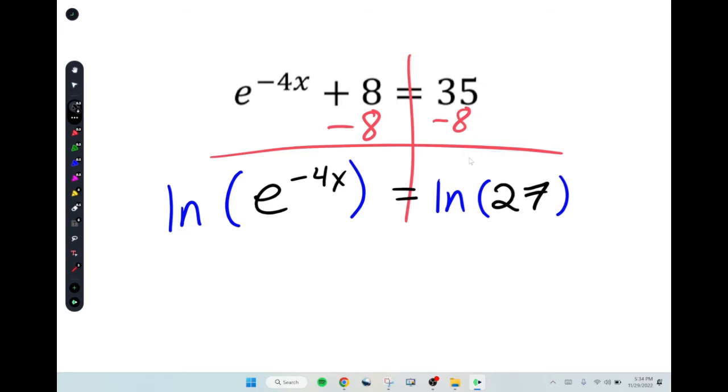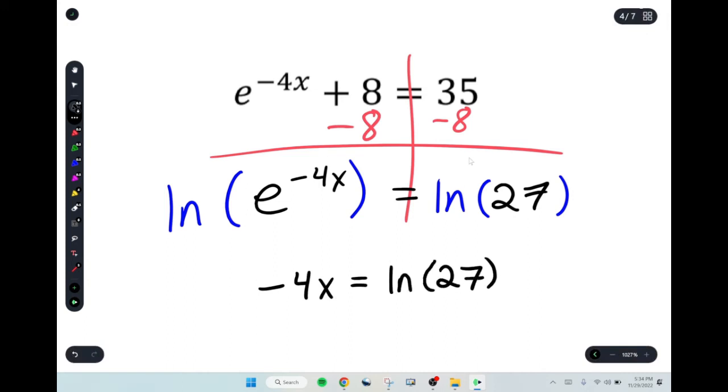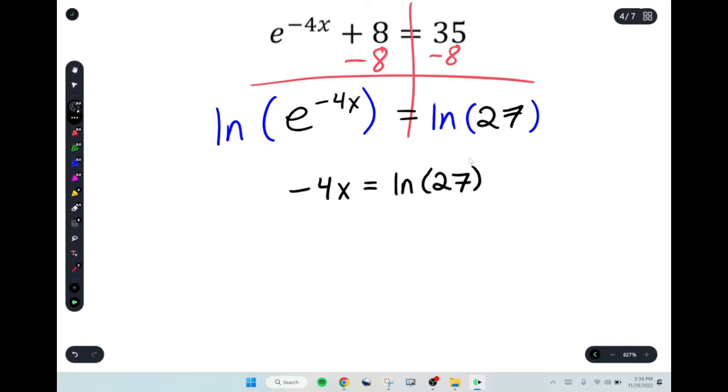Okay. Negative 4x equals ln 27. Oh, we're like done. How do you get x by itself? Divide by negative 4. Boom, boom, boom. Home free.